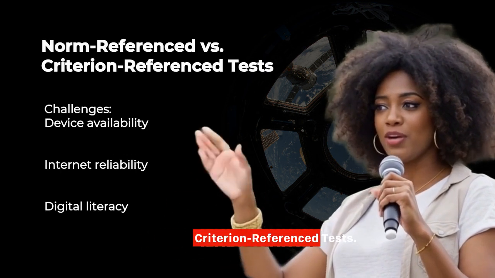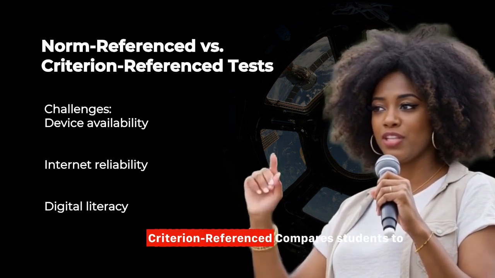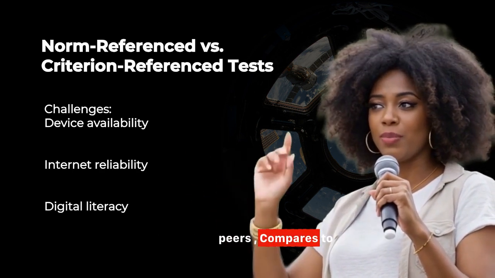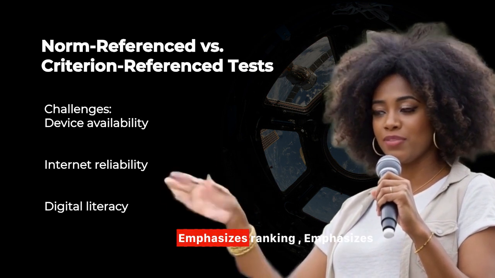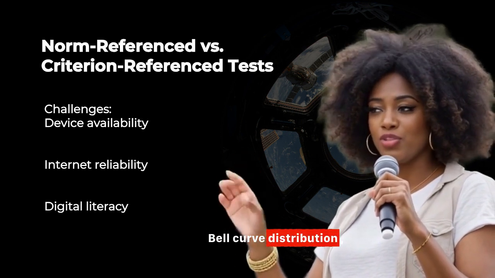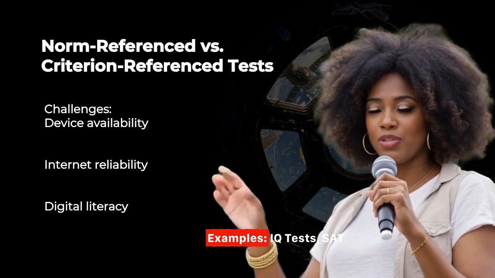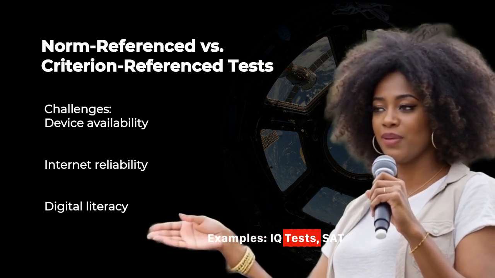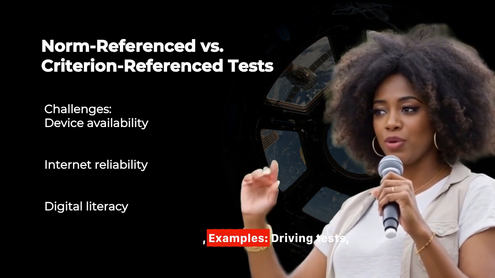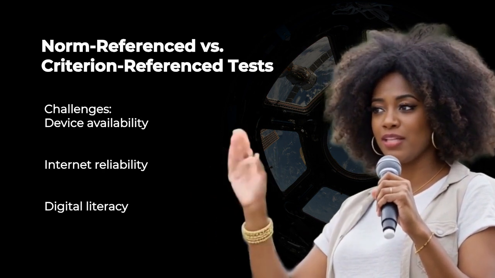Norm-referenced versus criterion-referenced tests. Norm-referenced tests compare students to peers, emphasize ranking, and use bell curve distribution. Criterion-referenced tests compare students to set standards, emphasize mastery, and use defined performance levels. Examples of norm-referenced: IQ tests, SAT. Examples of criterion-referenced: driving tests, WAEC.